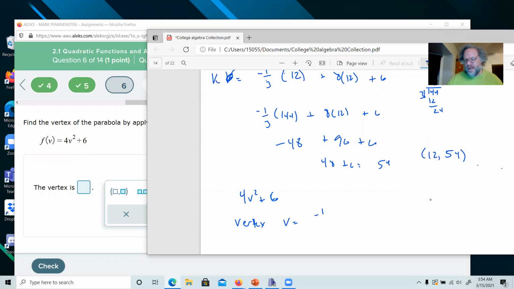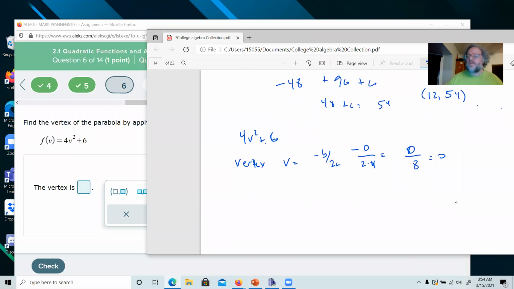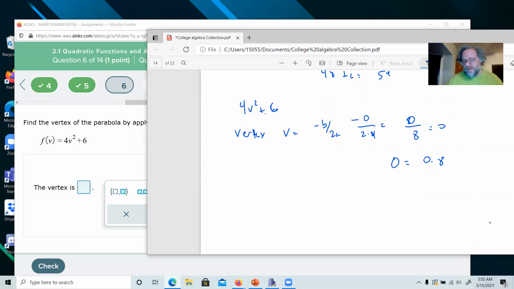Vertex is v is equal to negative b over 2a. Well, what's the b? What's the middle term? In this case, 0. 2 times 4. But 0 over anything like that, 0 over 8 is 0. Be careful, right? If I multiply both sides by 8, you get 0 is equal to 0 times 8, and I'm pretty okay with that. But if you ever come into a situation where you're like, well, 8 over 0 is equal to 0, like, really? Multiply it back out. So 8 is equal to 0 times 0. You like that? No, I didn't think so. So this one is undefined.